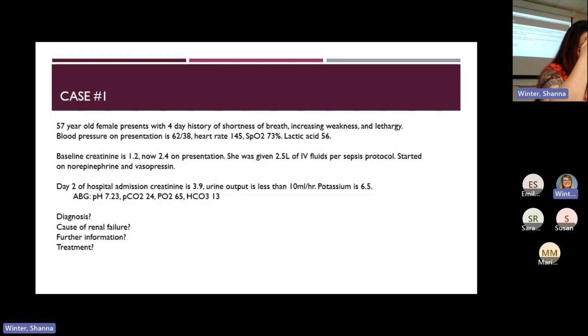Yep, septic shock. So what is the cause of the renal failure? Is it pre, intra, or post? Septic shock. So it's a pre-renal failure from a hypoperfused state from shock. Is there anything else you guys want to know about the patient?